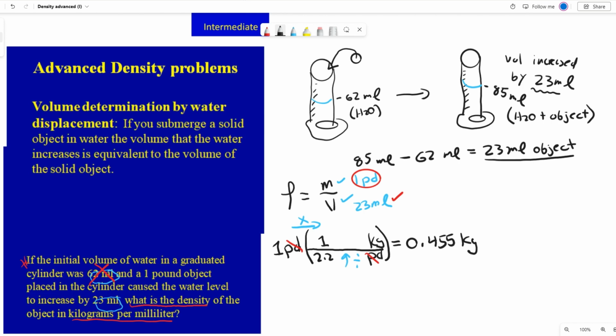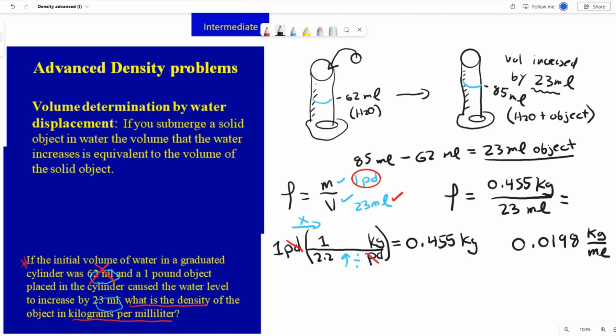So now we have our mass in kilograms and we have our volume in milliliters. So to find our density, all we have to do is take our mass of 0.455 kilograms and divide it by our volume of 23 milliliters. And when we do that, we will get a value of 0.0198, and the units on that are kilograms per milliliter. And that would be the density for this object.